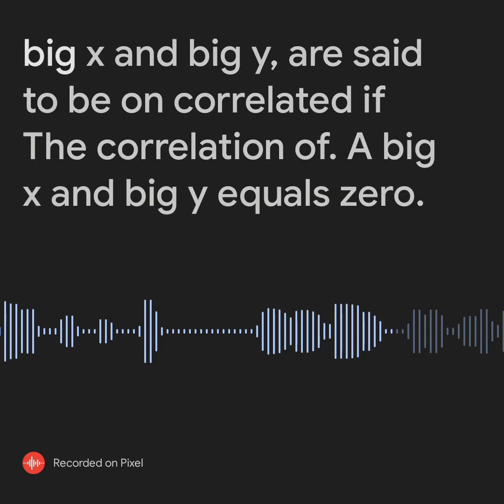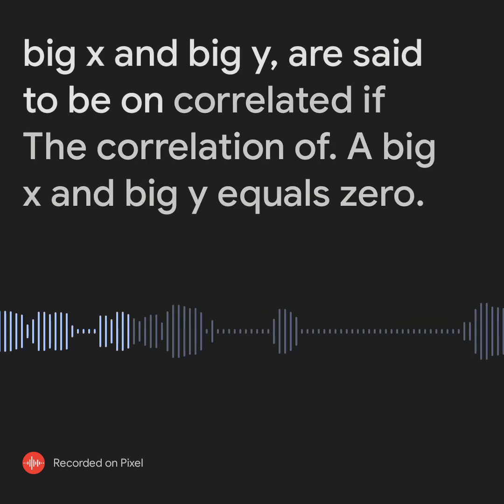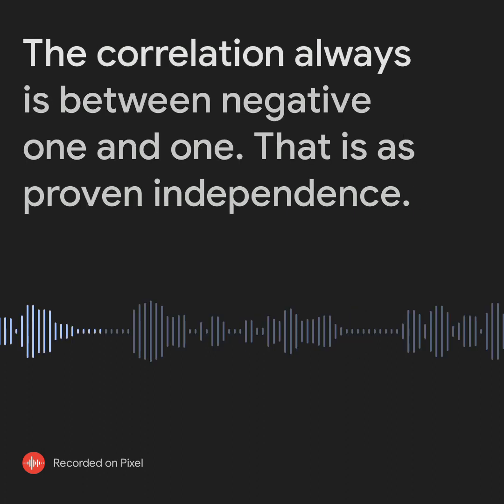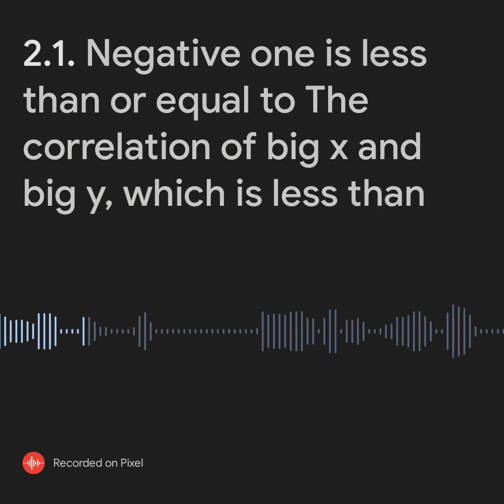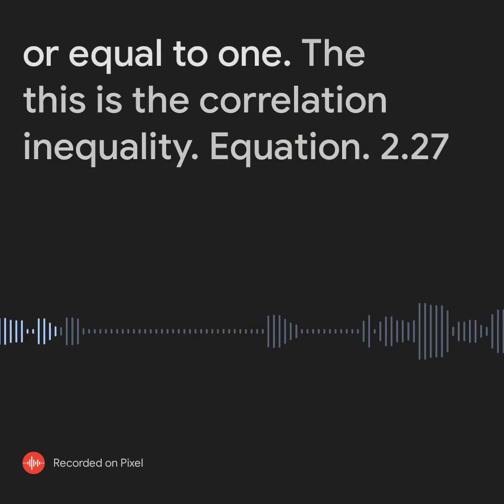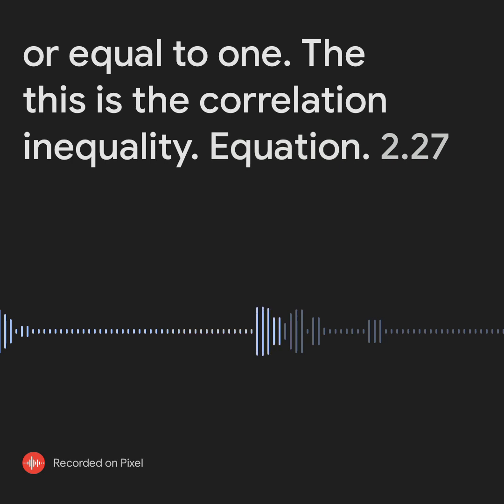The random variables X and Y are said to be uncorrelated if the correlation of X and Y equals 0. The correlation always is between -1 and 1, as proven in Appendix 2.1. -1 is less than or equal to the correlation of X and Y, which is less than or equal to 1. This is the correlation inequality, equation 2.27.